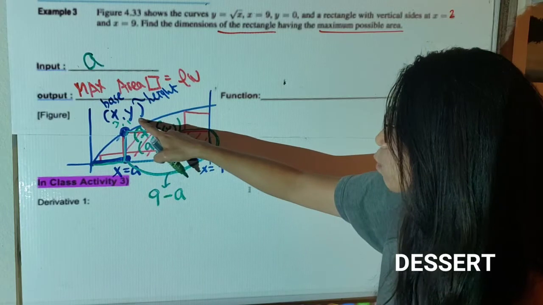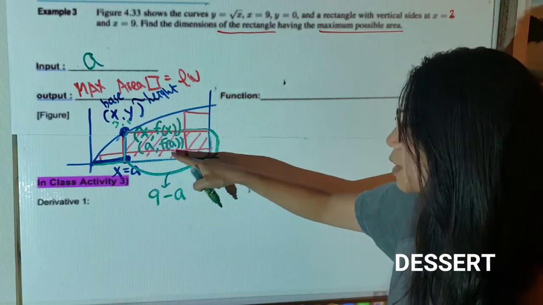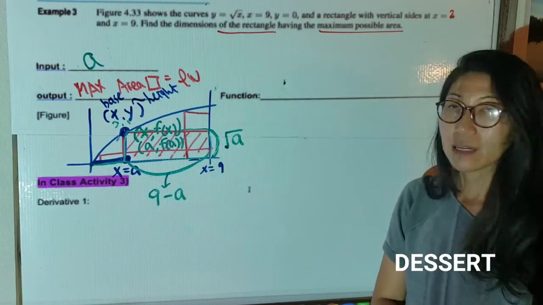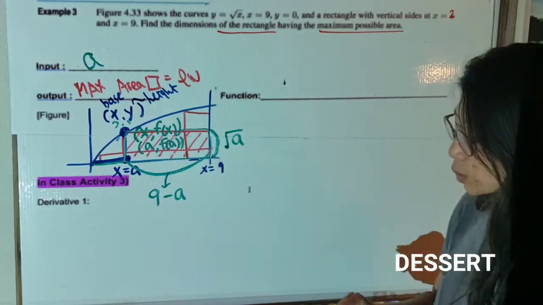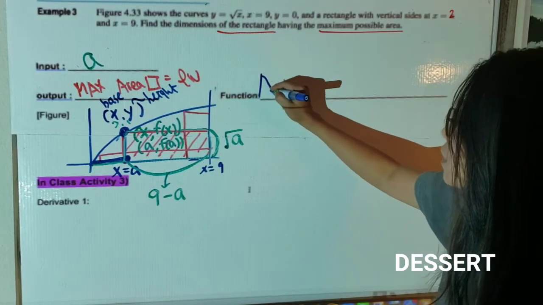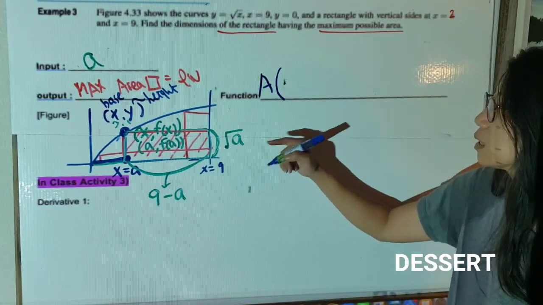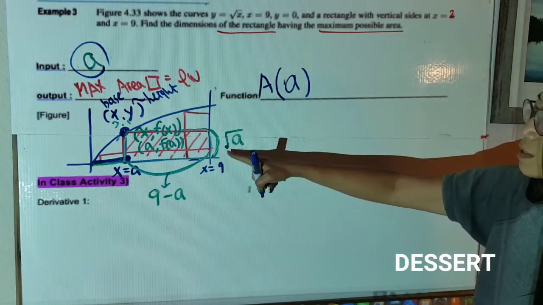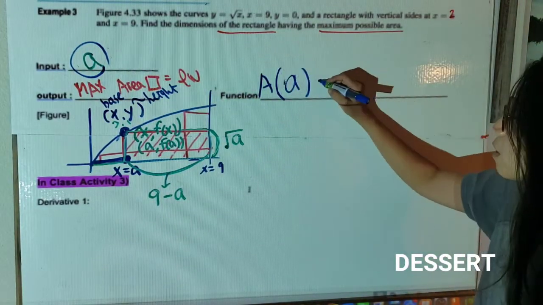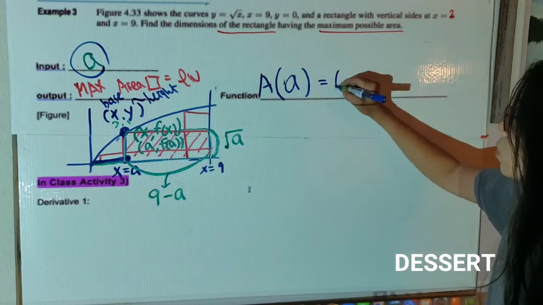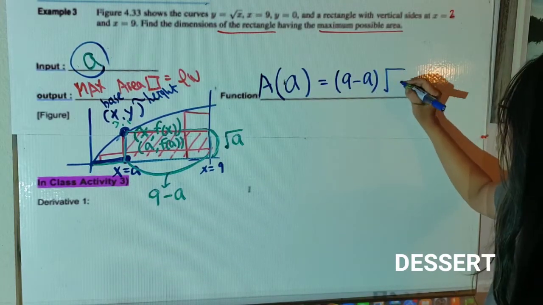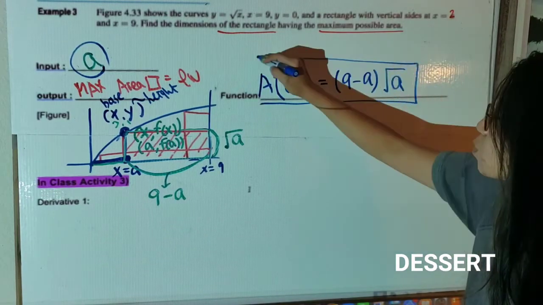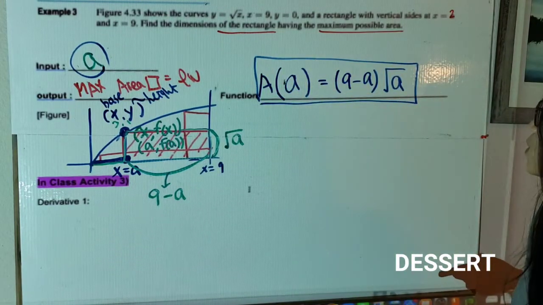That's y. Y is f of x. F of x is f of a. F of a is the square root of a. Everybody okay with that? So the function I want to find is area, and the input has to be a. You can only use this input. Since I'm looking for a rectangle, I found the base and height: 9 minus a times the square root of a. There you go. So that's the function I'm going to use, and then I'm going to stop here.